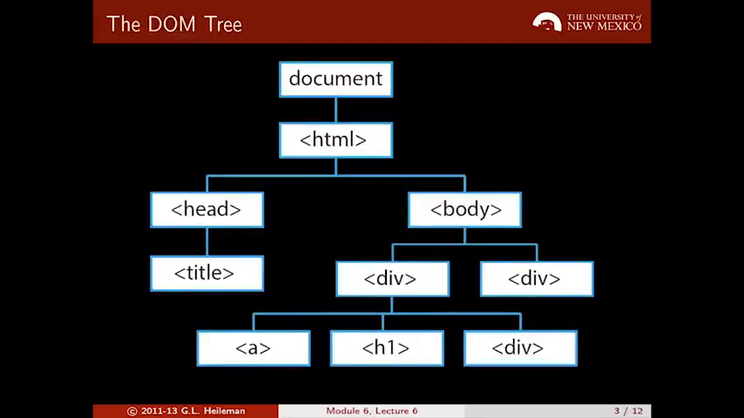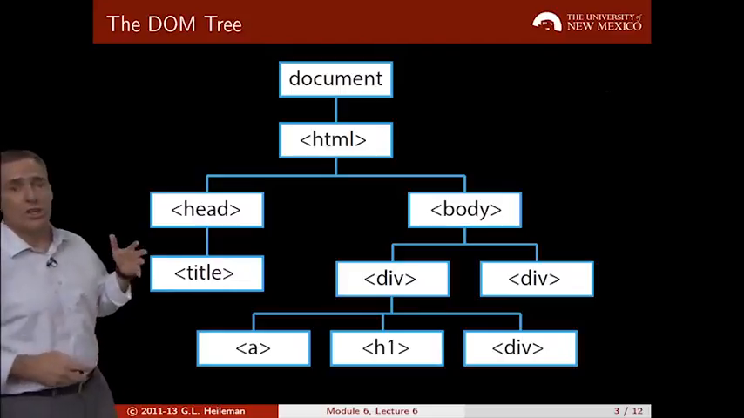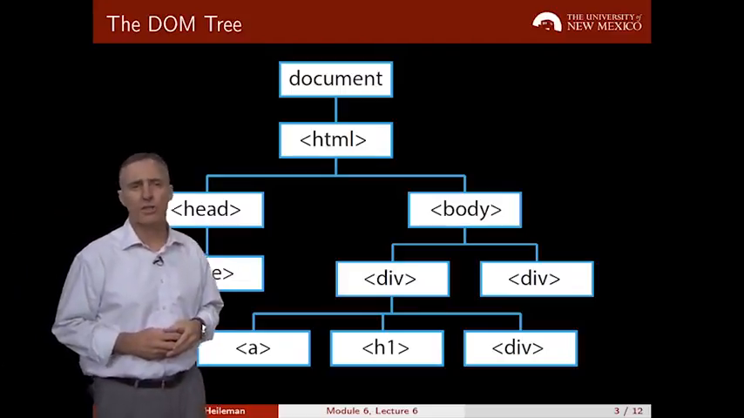This is an example of what a document tree might look like. You see at the root is an element called document, and then the HTML tag, a header, a body, and within the body are the various HTML elements that are actually displayed on the page. Let's take a look at how you can view the DOM in your browser.